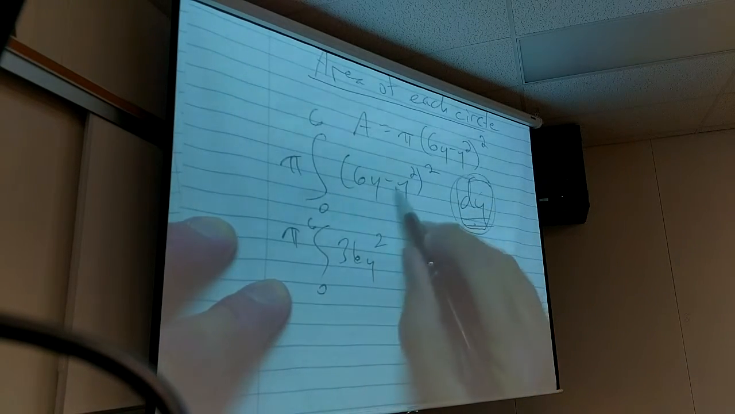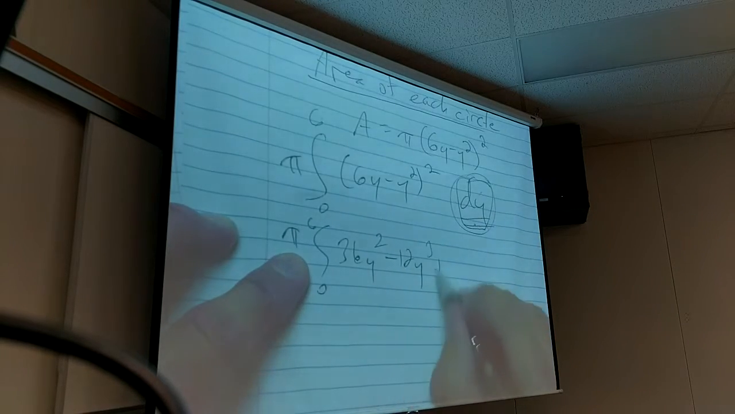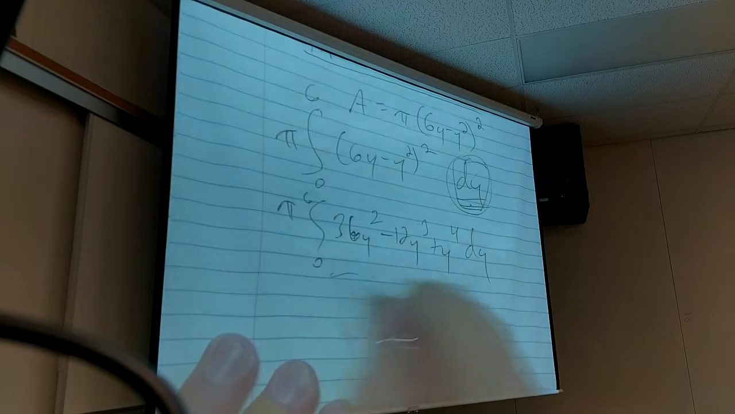36y squared minus 6y cubed minus 6y cubed, so minus 12y cubed plus y to the 4th, and so on. I'm not even going to do that. Is that it yet? How do you integrate this? What do you get?